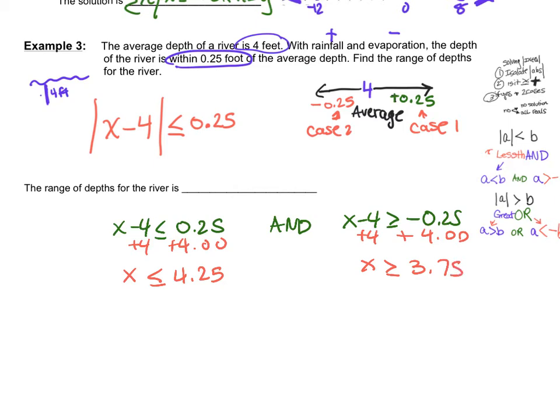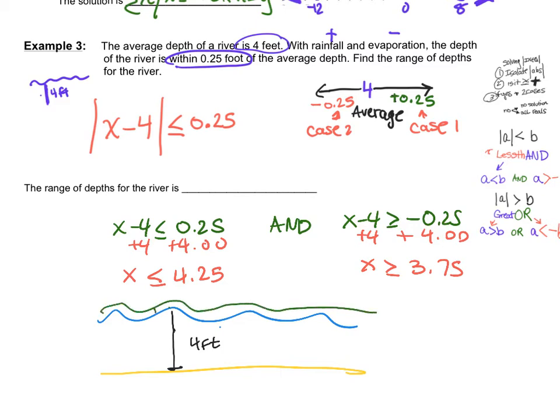That means, if you want to picture it a little bit better, that when you have a river, and here's the riverbed, or the base, how deep it is on average is 4 feet, but sometimes the rainfall is going to make it accumulate an extra 0.25, so that's going to make it 4.25, and sometimes it's going to evaporate an extra 1/4 of a foot, which means that it would be less than 4 feet, which would be 3.75.